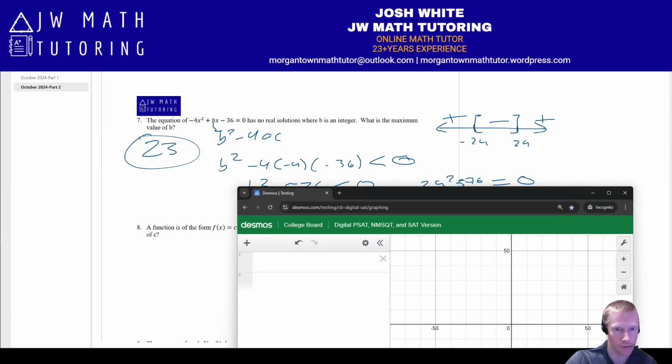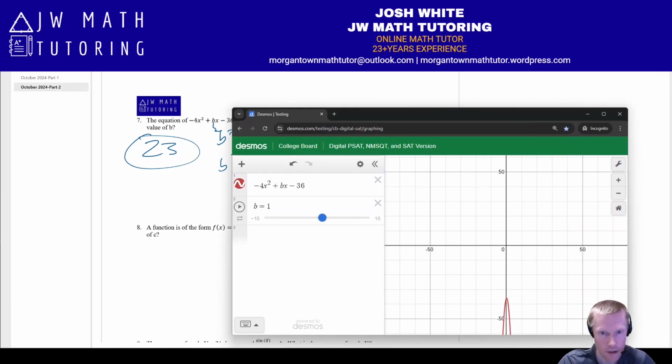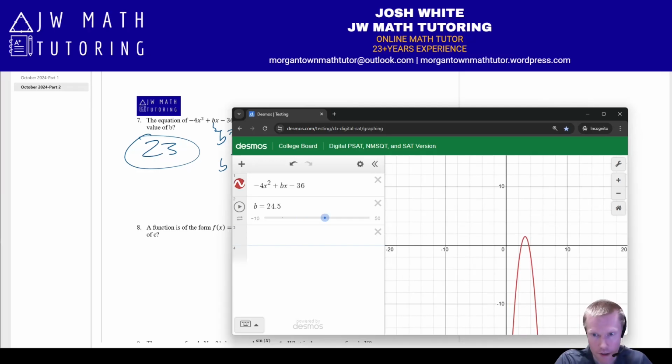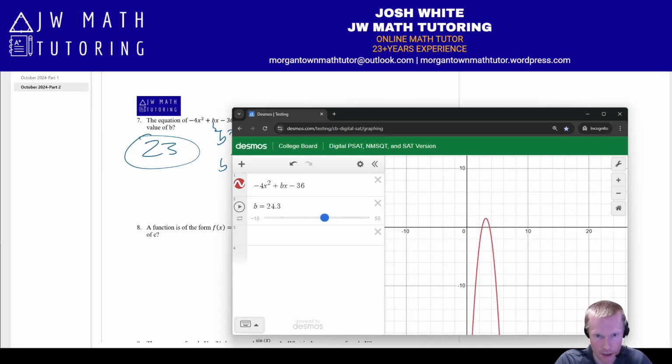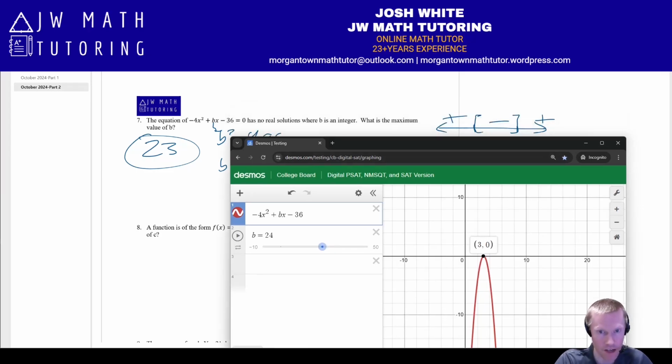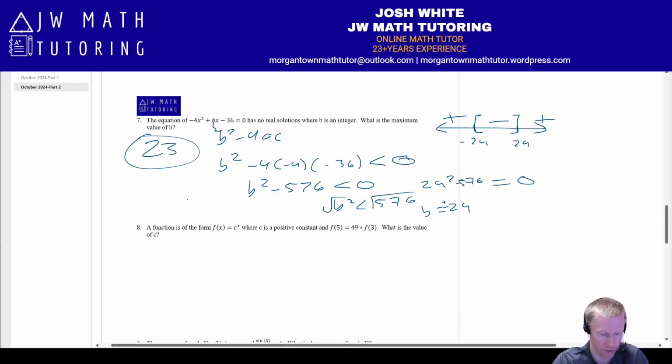Also, you could just go to Desmos, plot it out, use a slider. So notice, basically, all I'm going to do is keep moving it until, okay, so notice here I now have real solutions, so I'm too high. Notice 24, there is a real solution. So therefore, the maximum value is going to be the next integer below that, which has to be 23. Okay, so that just confirms the correct answer is 23.